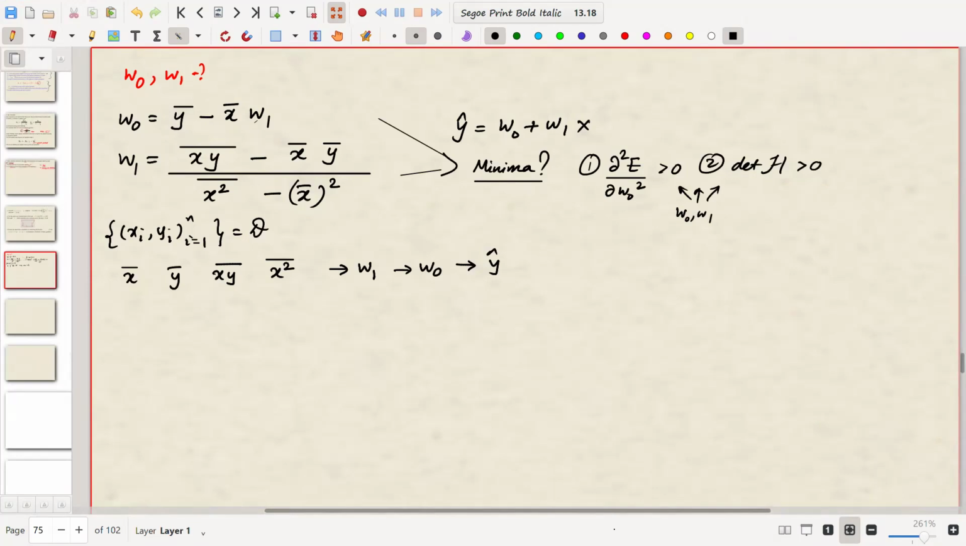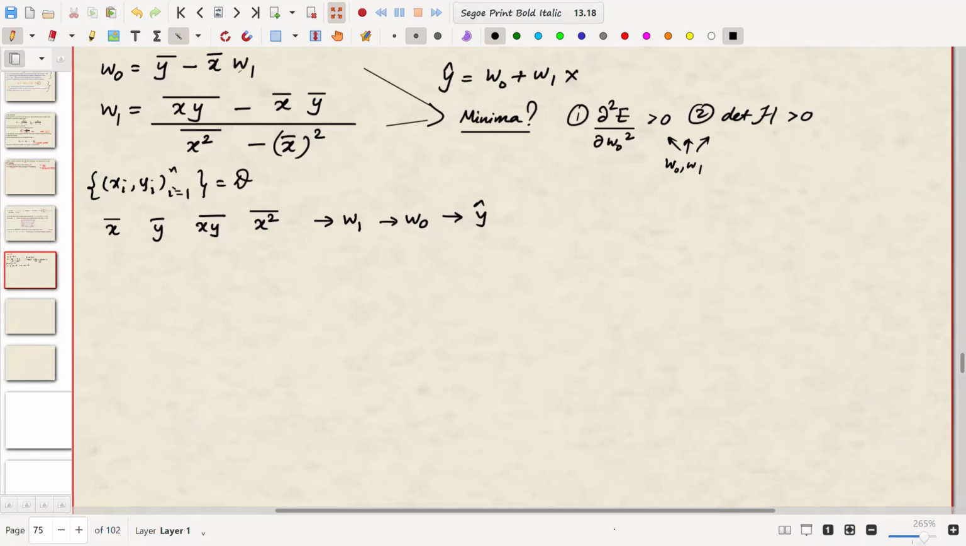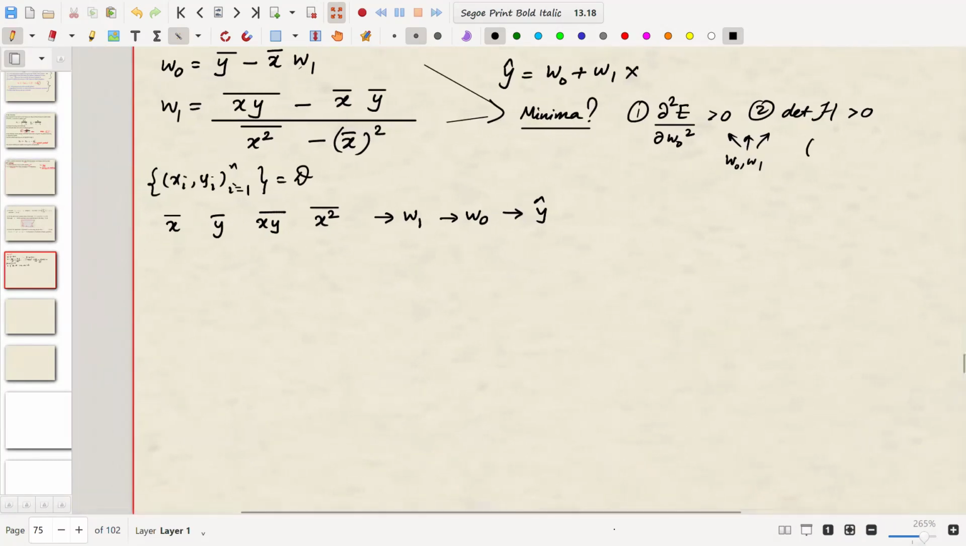Then only it is a minima, right? Else it can be a maxima, which will maximize your error, which you don't want. You want to minimize your error, right? Got the idea? This is like, try at home. Okay. Fine.